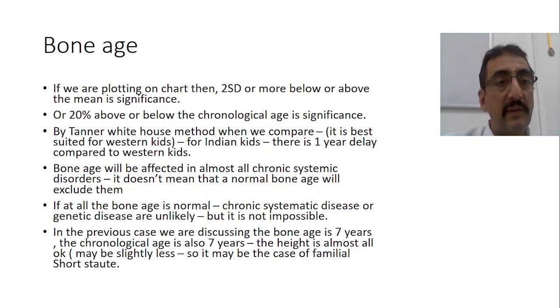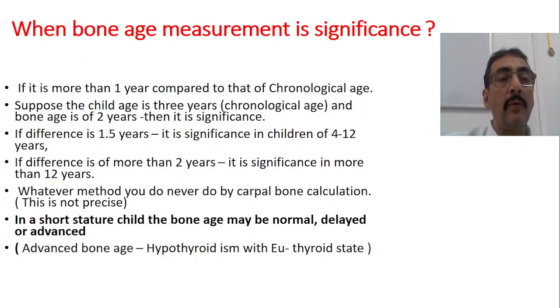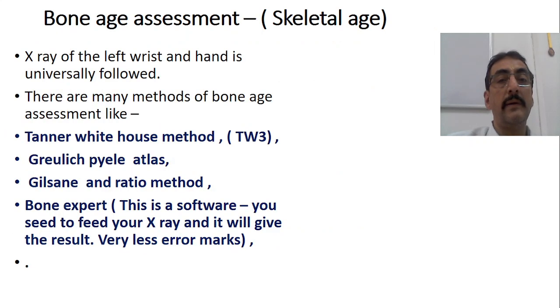Anyway, in the last class we were discussing bone age. How to take the bone age and what the criteria are, that part we have already completed. Now if you are plotting the bone age on the chart, then 2 SD below or above 2 SD is quite significant. Now let us see in detail. These methods we have seen, the different charts which are used for skeletal age.